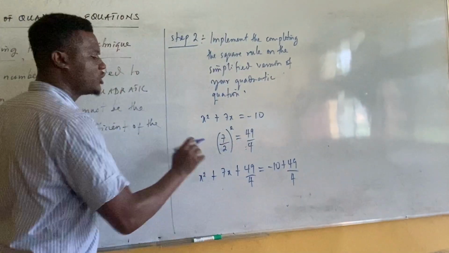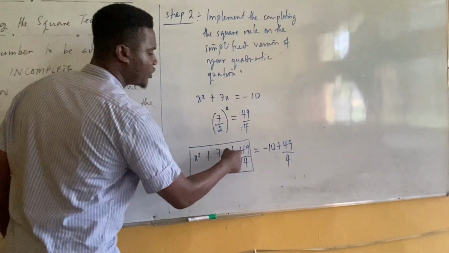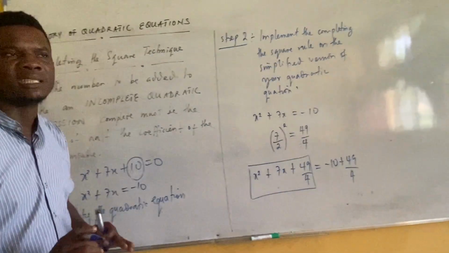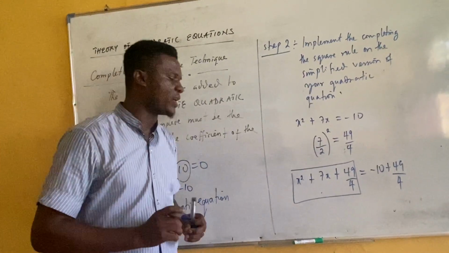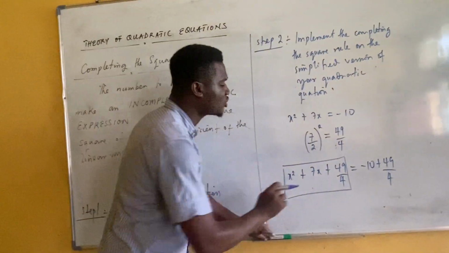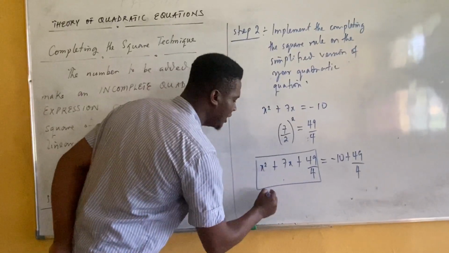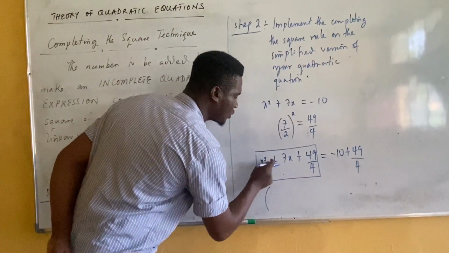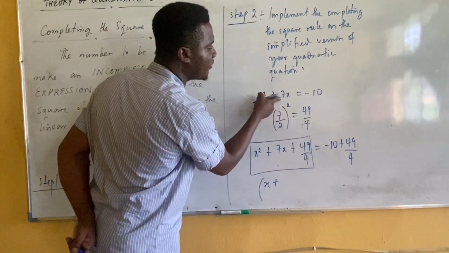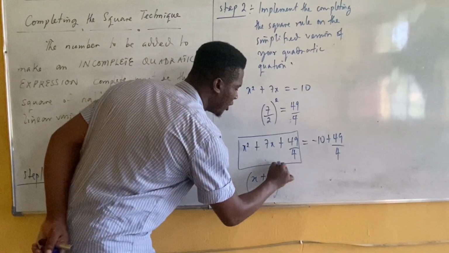Now, once you do this, because you have added 49 over 4 to this incomplete quadratic expression, it now makes it a perfect square. What is a perfect square? It is a number obtained from the product of two similar numbers. Now, because you have added the square of half the coefficient of x to x squared plus 7x, it automatically means we can write x squared plus 7x plus 49 over 4 as x plus half of this linear variable, all squared. That is (x + 7/2) all squared.